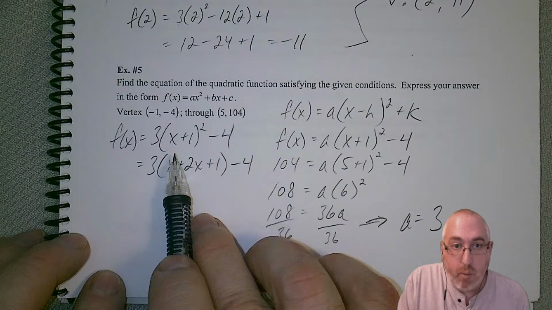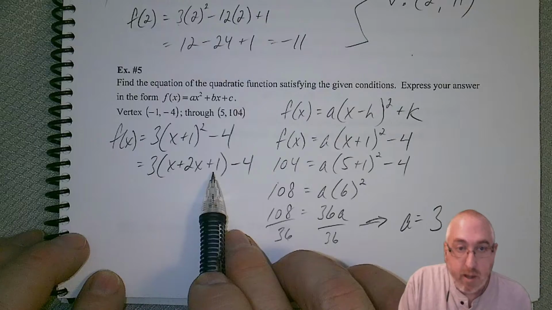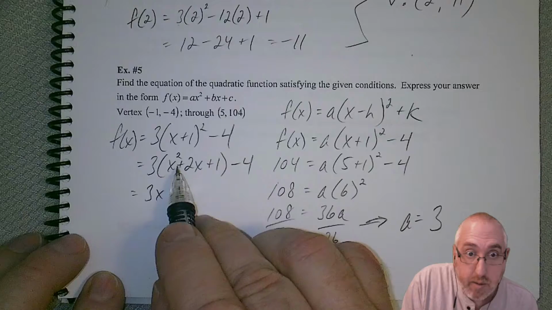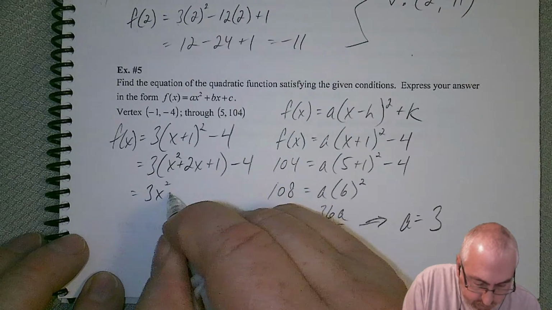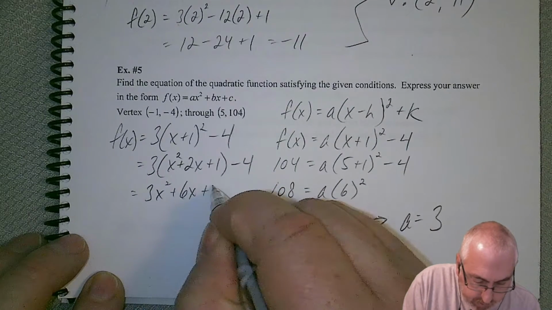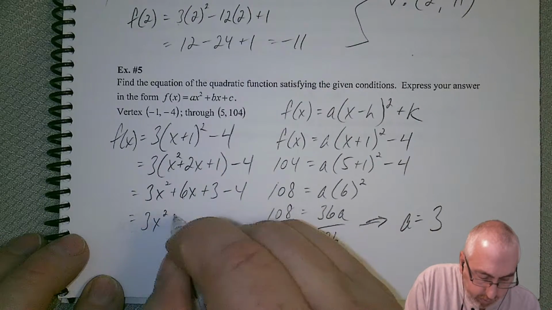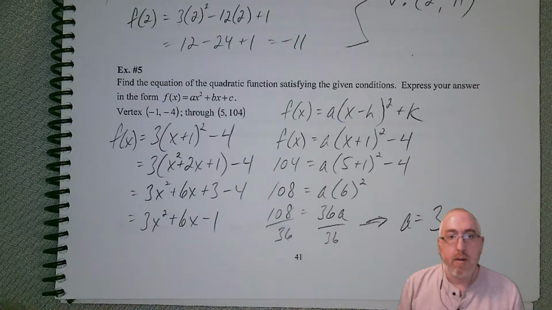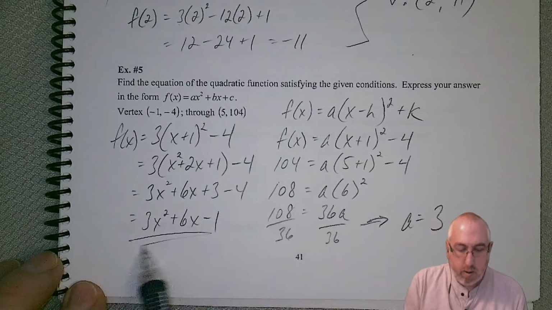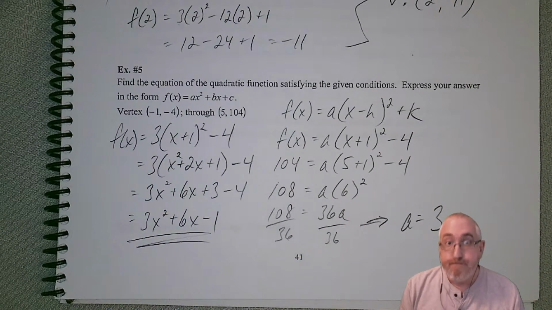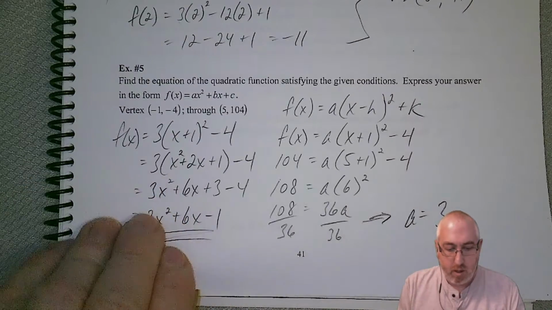So if we FOIL that out, we should get x squared plus 2x plus 1. And now if we distribute, excuse me, I forgot my squared there. So 3x squared plus 6x plus 3 minus 4, and then we are done. So there should be our quadratic function in the right form, passing through those points. So that is that. All right. So let's see what's on the next page.